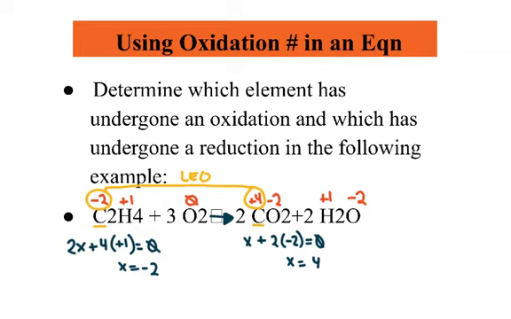Having a look at hydrogen, hydrogen on the left is a +1, hydrogen on the right is a +1. So hydrogen is the spectator. Oxygen on the left is going from a 0 to a -2. It's doing the same thing on the right-hand side, but in 2 different places. So we just sort of circle everything. So it's going from a 0 to a -2. It's getting more negative, so it is gaining electrons. There is my reduction half reaction. So I can say that my carbon is being oxidized and my oxygen is being reduced.